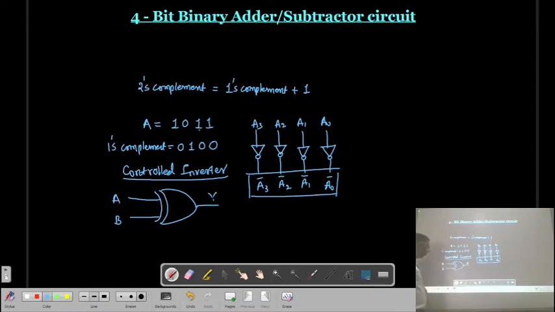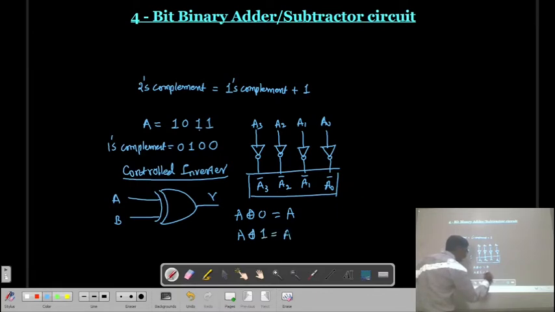Now already you know the property of the exclusive OR gate, that A exclusive OR with 0 gives A. So here the complement will not take place. And if A is exclusive OR with 1, then we have A bar, so your bit is going to be complemented. So we can use this property of the exclusive OR gate for generating a ones complement number.